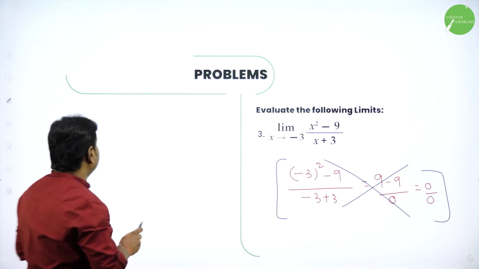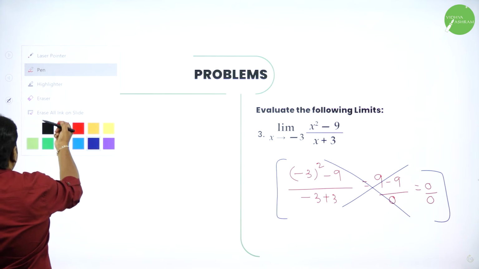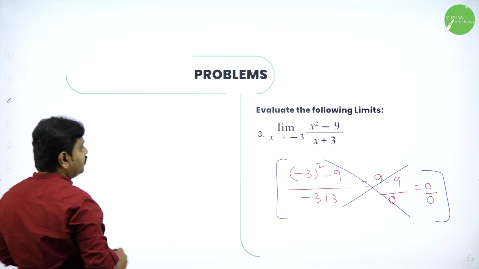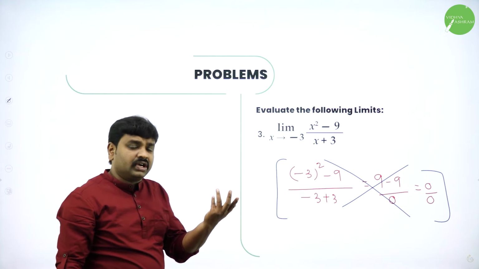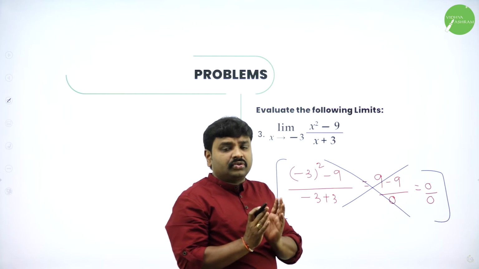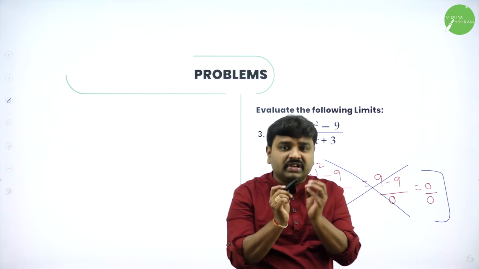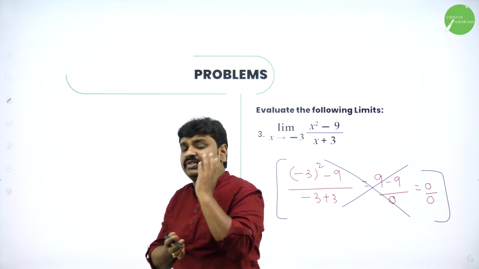So what should you do? First you should simplify. To simplify, we can use theorems. We have not started with the theorems yet. Now we know how to factorize. First we will try to factorize, we will simplify, then we will solve.